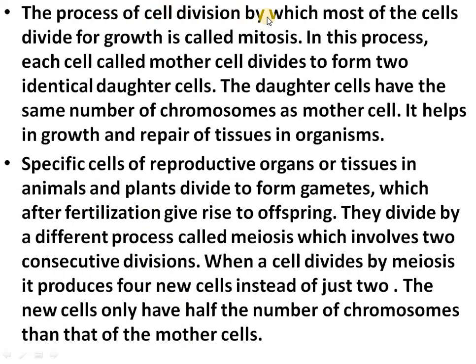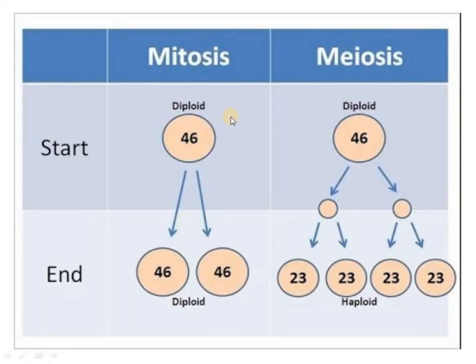The process of cell division by which most of the cells divide is called mitosis. Like in our body, our cells divide by mitosis. In this process, each mother cell divides to form two identical daughter cells. The daughter cells have the same number of chromosomes as the mother cell. It helps in growth and repair of tissues in organism. You will be clear from here.